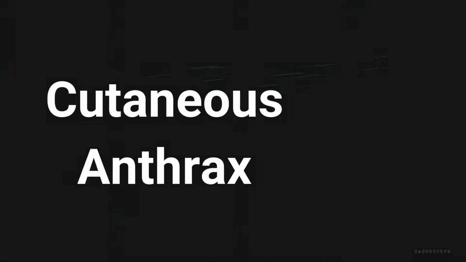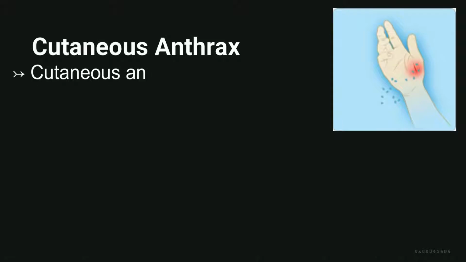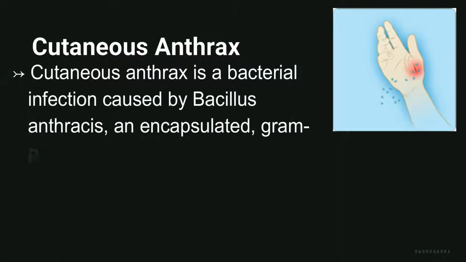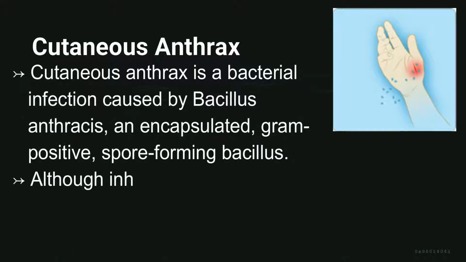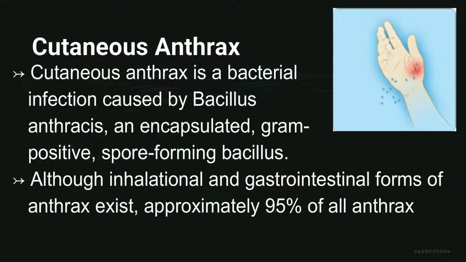Cutaneous anthrax. Let us discuss cutaneous anthrax. Cutaneous anthrax is a bacterial infection caused by Bacillus anthracis, an encapsulated gram-positive spore-forming bacillus. Although inhalational and gastrointestinal forms of anthrax exist, approximately 95% of all anthrax cases are cutaneous.